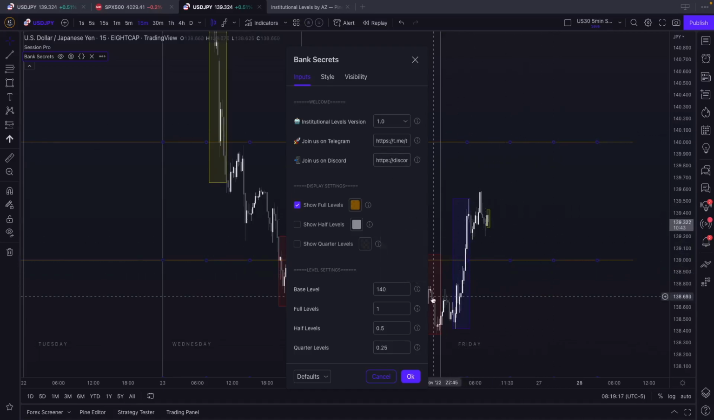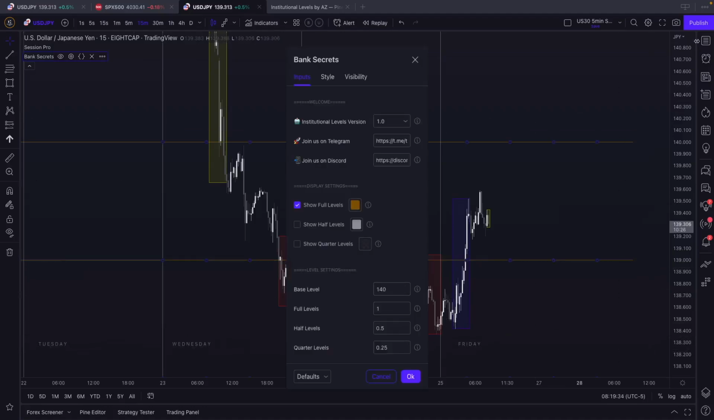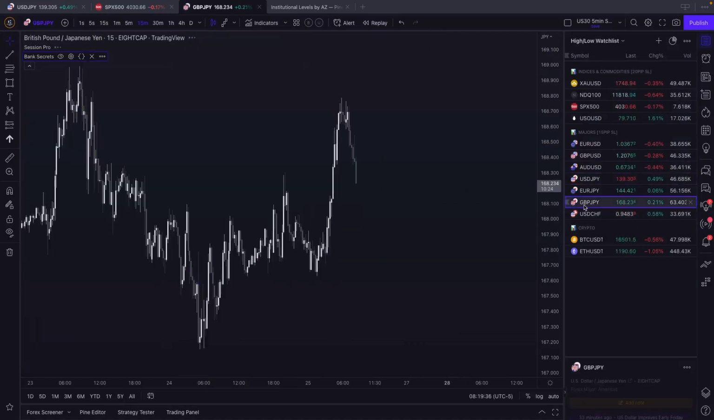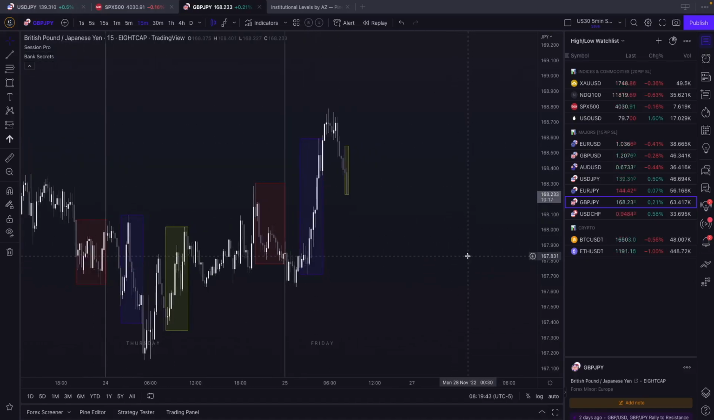So let's actually hover over one of them. For Japanese yen pairs, so if Japanese yen is right here, so it's USD JPY, for all Japanese yen pairs, we are opening up the Session Pro indicator. Let's say, for example, we're switching over to GBP JPY. Now the Bank Secret indicator does not show the levels, so what do we do? We look for the closest 000 level, 168.000.